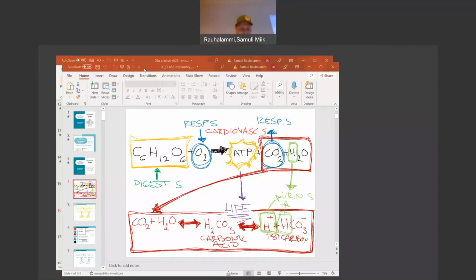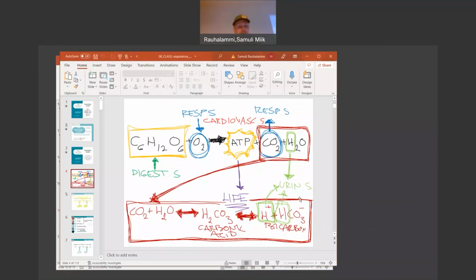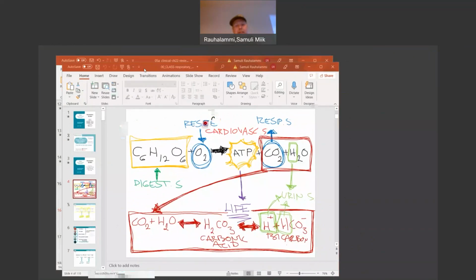So we started our journey of looking at the respiratory system simply by reminding ourselves about the process of cellular respiration, where sugars were converted in the presence of oxygen into ATP. As a byproduct, we were left with carbon dioxide and water molecules. These could then be converted into carbonic acid and bicarbonate, and that was a way of carrying the carbon dioxide within the blood. That was an important one to take away.